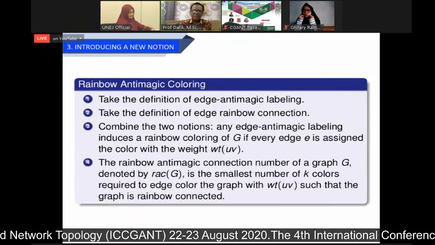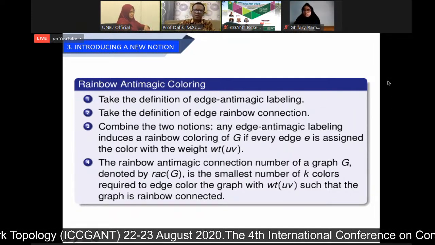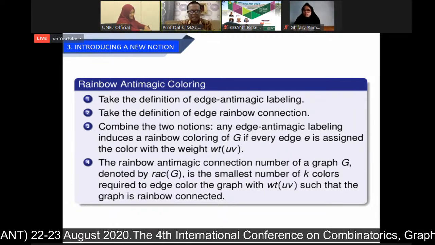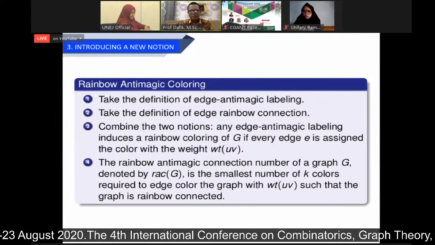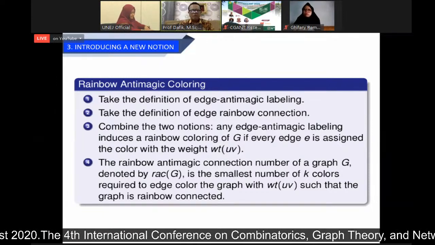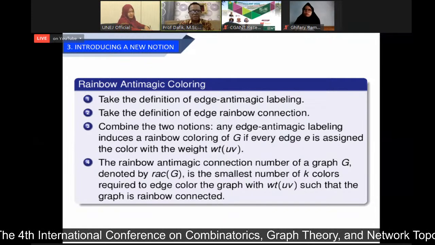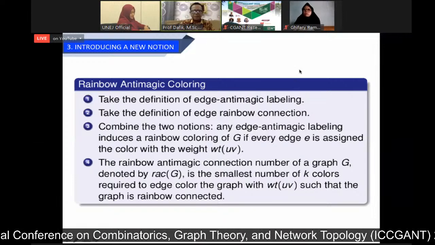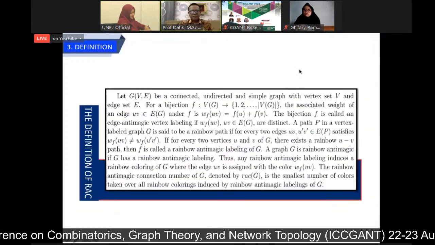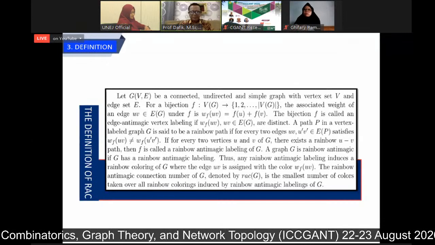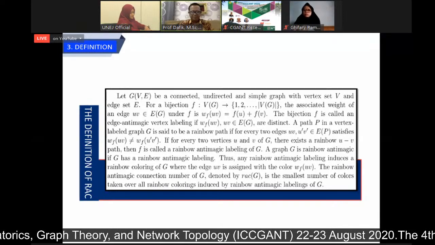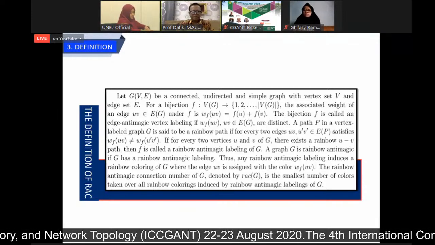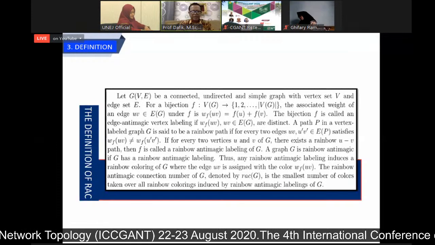So the rainbow anti-magic connection number of a graph, denoted by RAC(G), is the smallest number of K colors required to H color the graph such that the graph is rainbow connected. So I try to develop the formal definition in the following. So maybe you can read it.